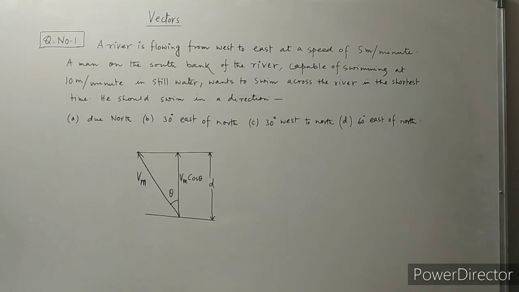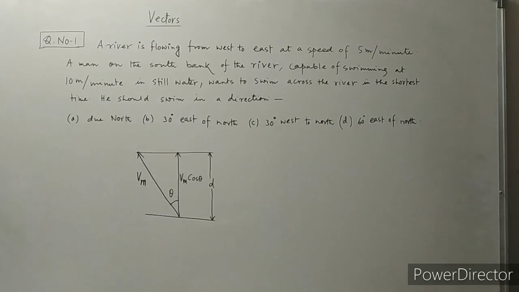So first question you can see is that a river is flowing from west to east at a speed of 5 meters per minute. A man on the south bank of the river, capable of swimming at 10 meters per minute in still water, wants to swim across the river in the shortest time. So he should swim in the direction. There are four options given: due north, 30 degree east of north, 30 degree west of north, 60 degree east of north. Fine.